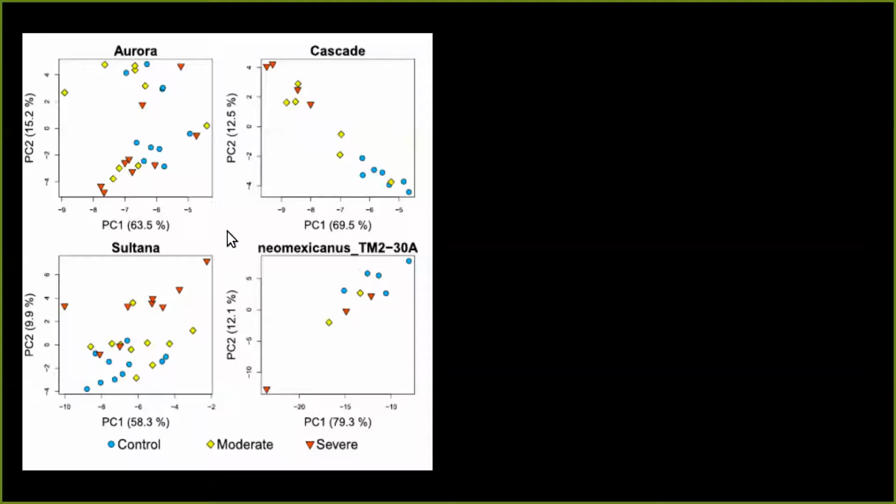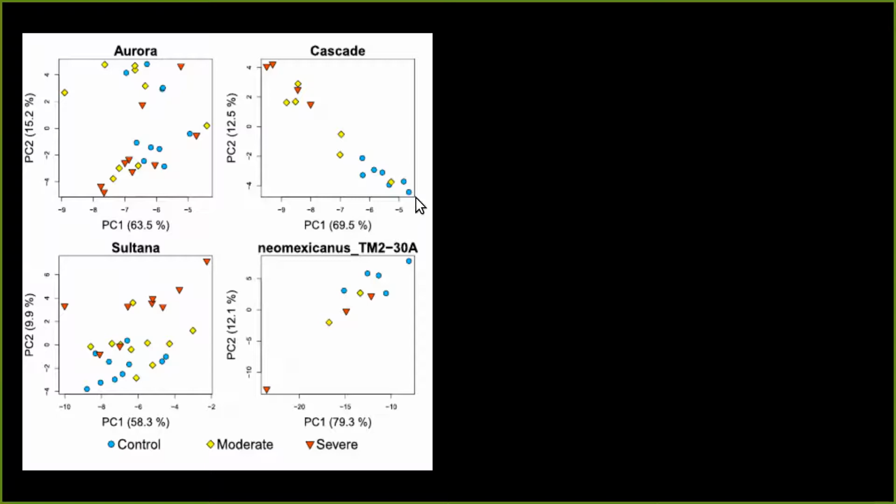Again, we use principal component analysis. In this particular figure, we have a different plot for each of the 4 genotypes in this experiment. Each point represents one particular plant that we sampled. And the colors represent the treatment groups. So blue is the control group that received the most water, all the way down to red, the severe drought group, which received the least amount of water.